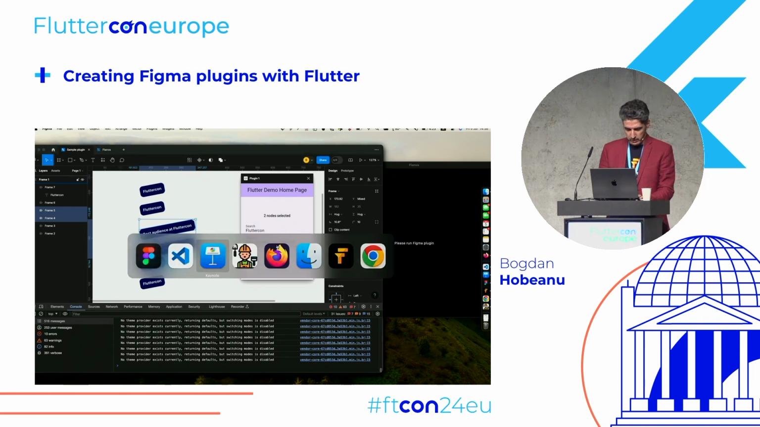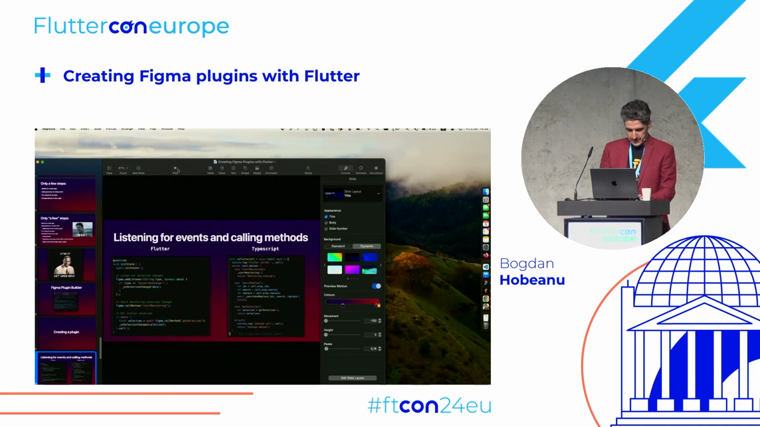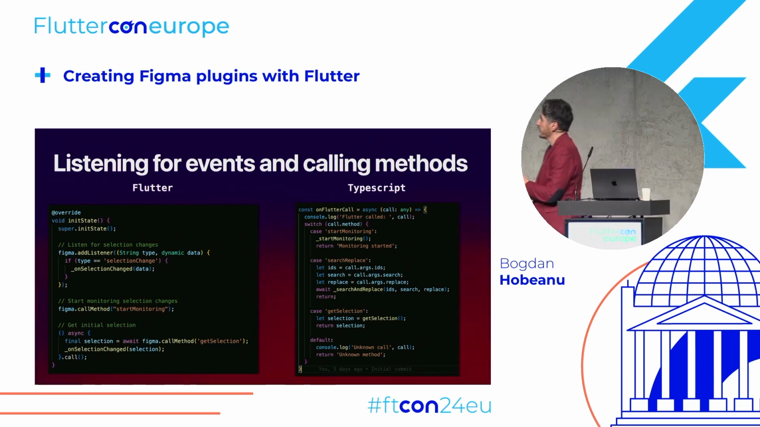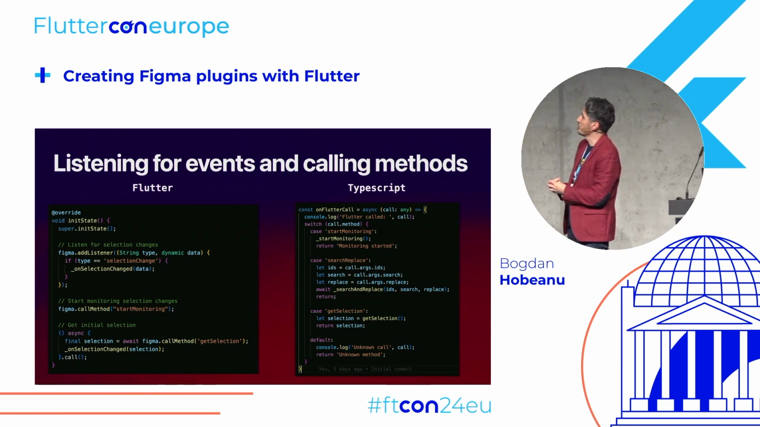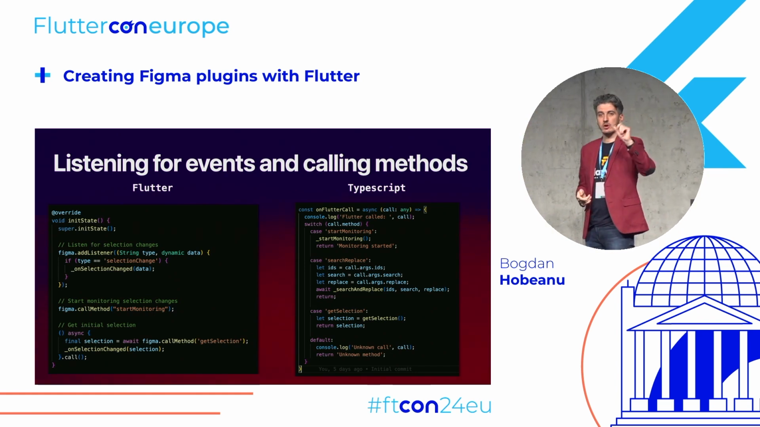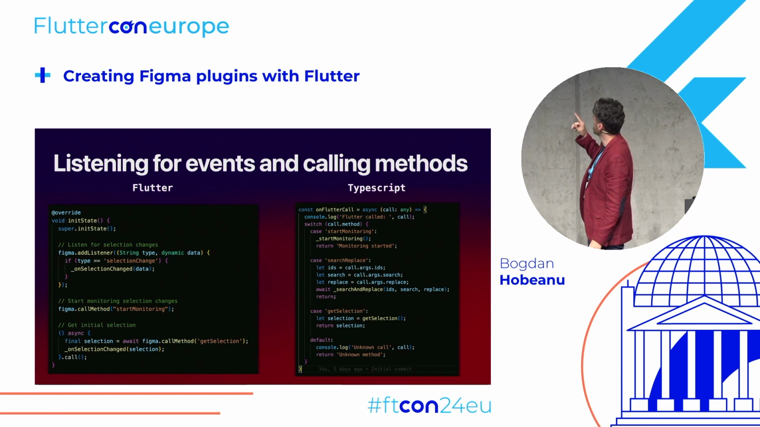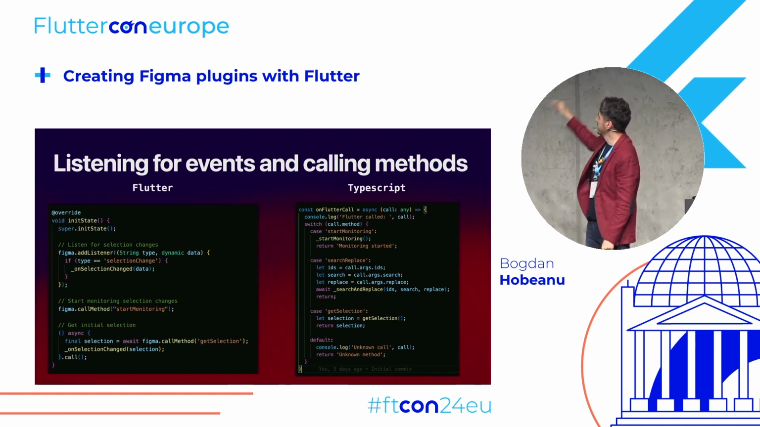And if I now go back to the slides, here is the code needed for that. As you can see, during initState, we add a listener for selection changing because we want to know every time a new node is selected in Figma. And then we call a method, startMonitoring. And that method is handled in the TypeScript code here on Flutter call.